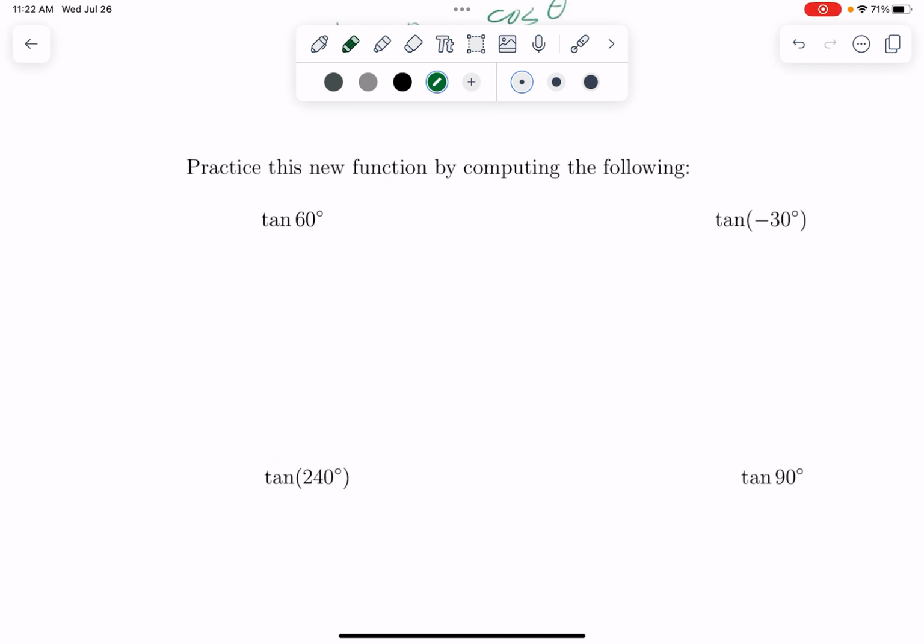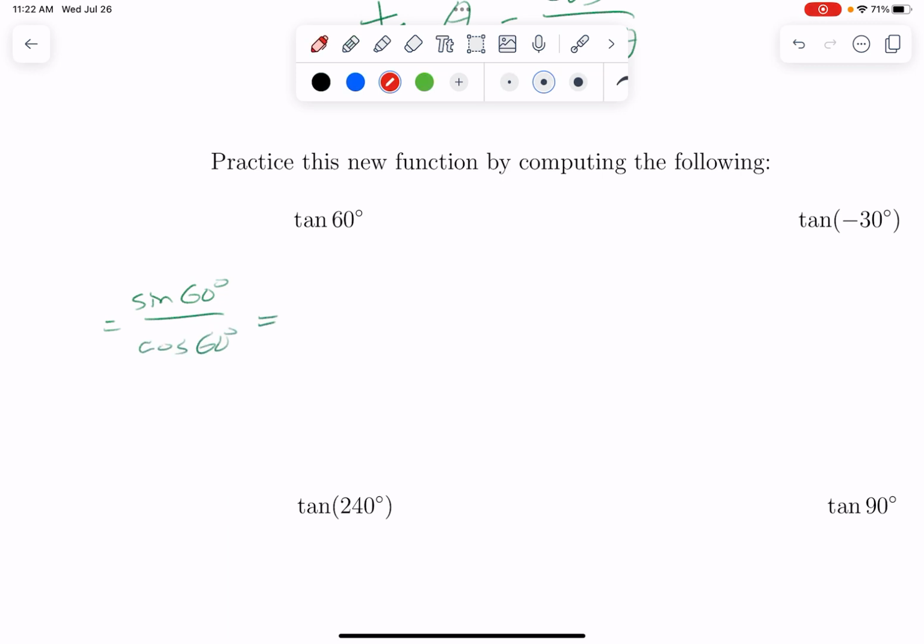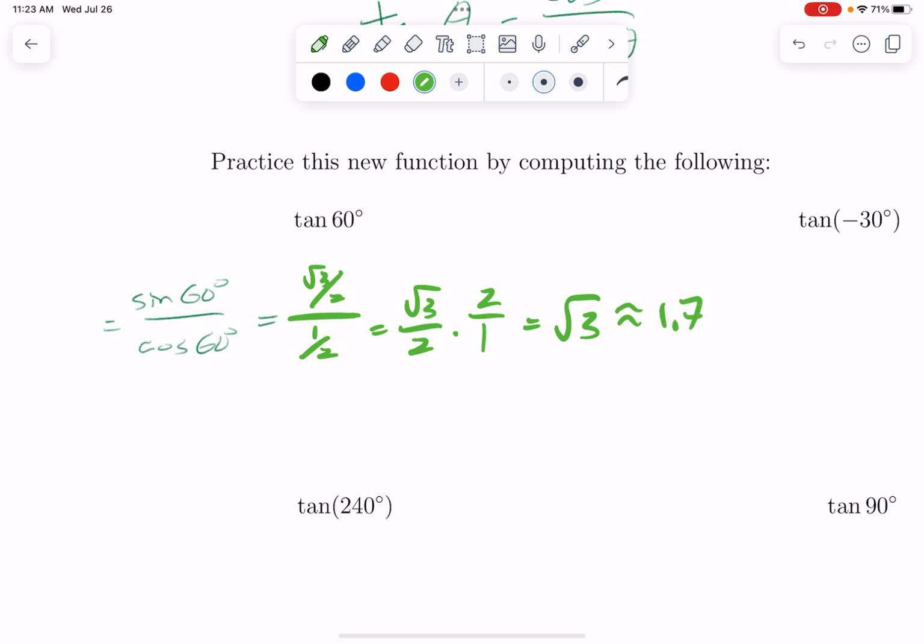All right, I've given you a little bit of time. So tangent of 60 degrees would be sine of 60 degrees over cosine of 60 degrees. Let me switch this back to a pen. Sine of 60 degrees is root 3 over 2. Cosine is 1/2. And let's try to simplify this. Dividing by a fraction is the same as multiplying by its reciprocal. And this is root 3, which is approximately 1.7.